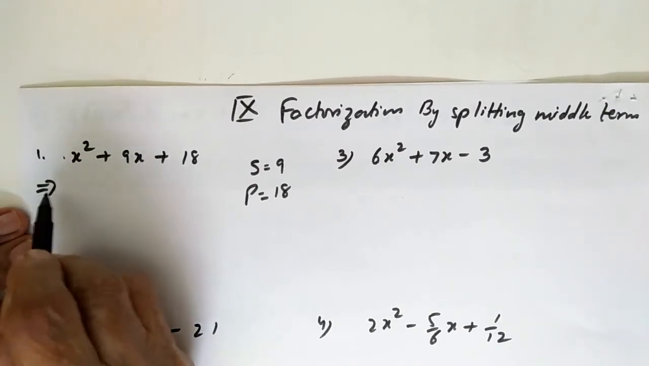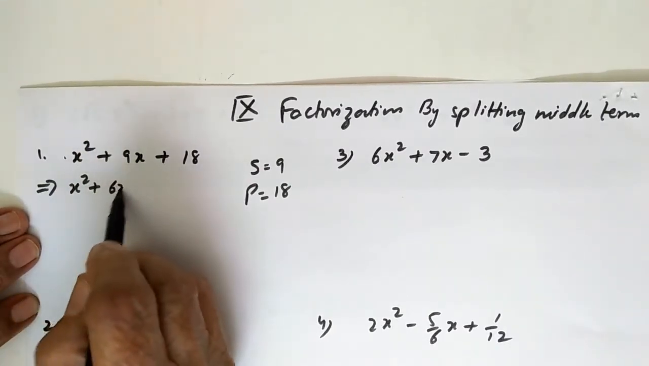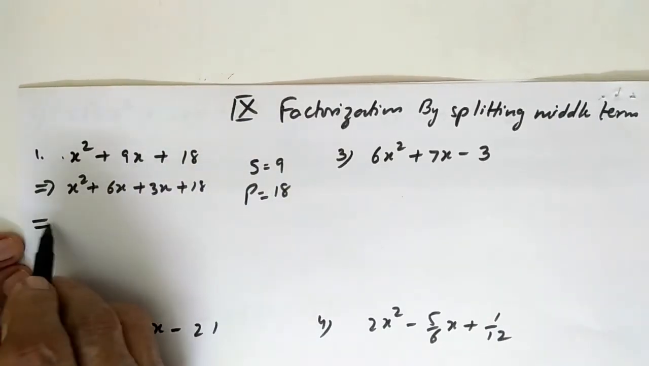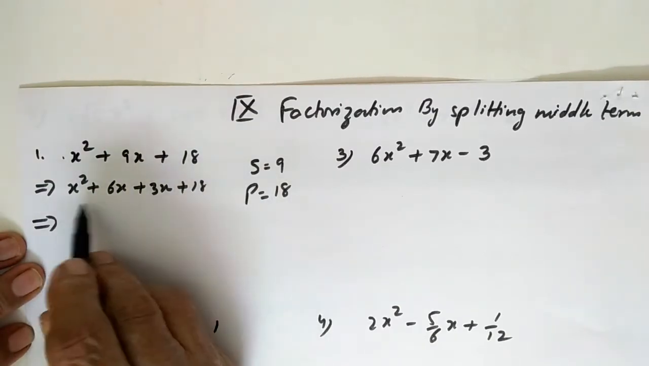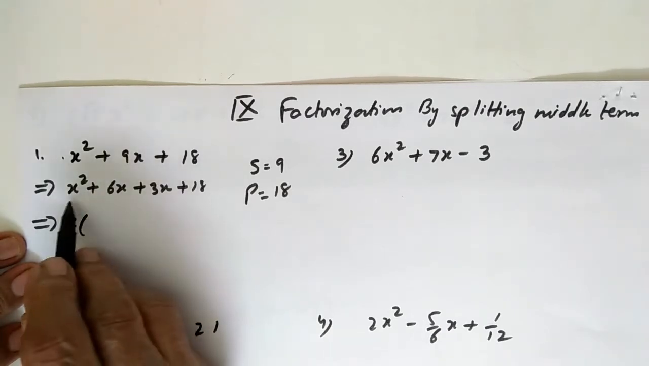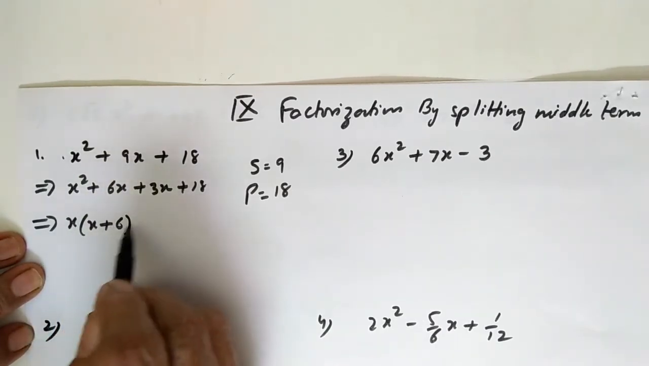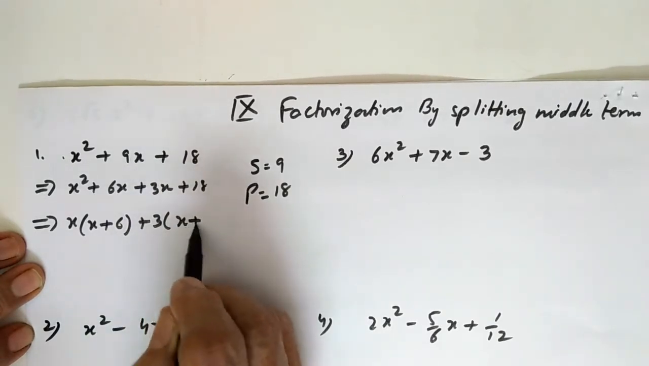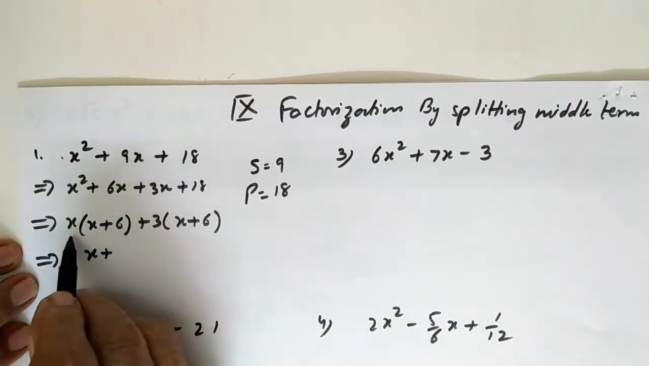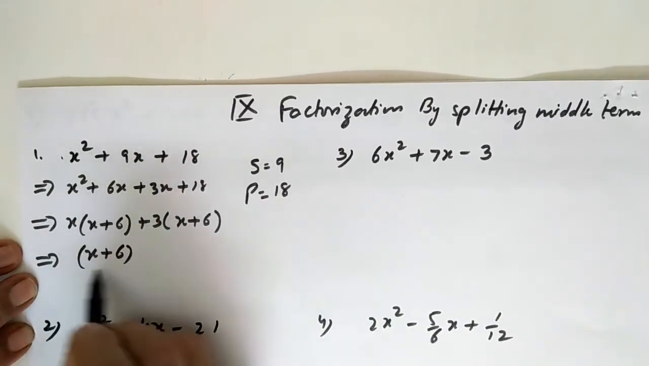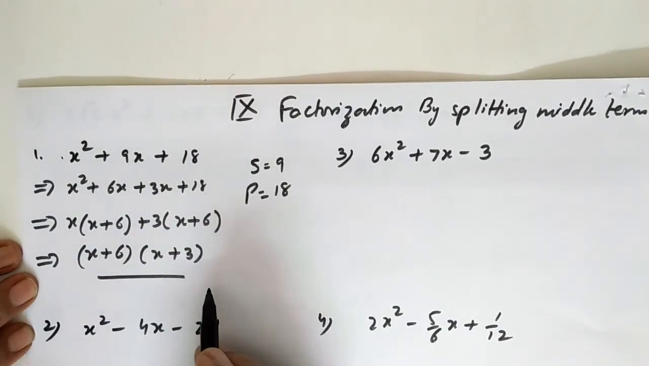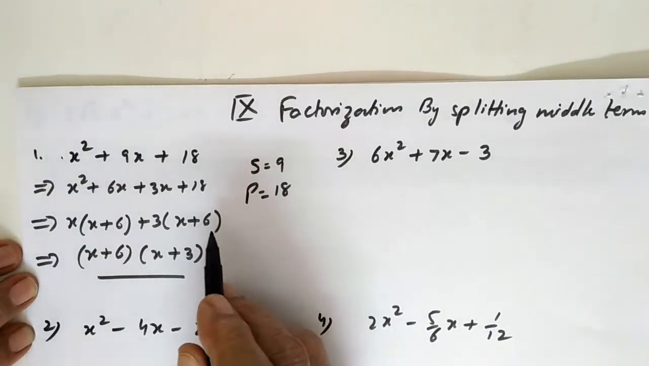So you can write this as x square plus 6x plus 3x plus 18. Make pairs of two, taking common x from the first two terms, x plus 6, plus 3, it is again x plus 6. Now these are two terms: one is x plus 6, other is x plus 3. So these are the factors of x square plus 9x plus 18.